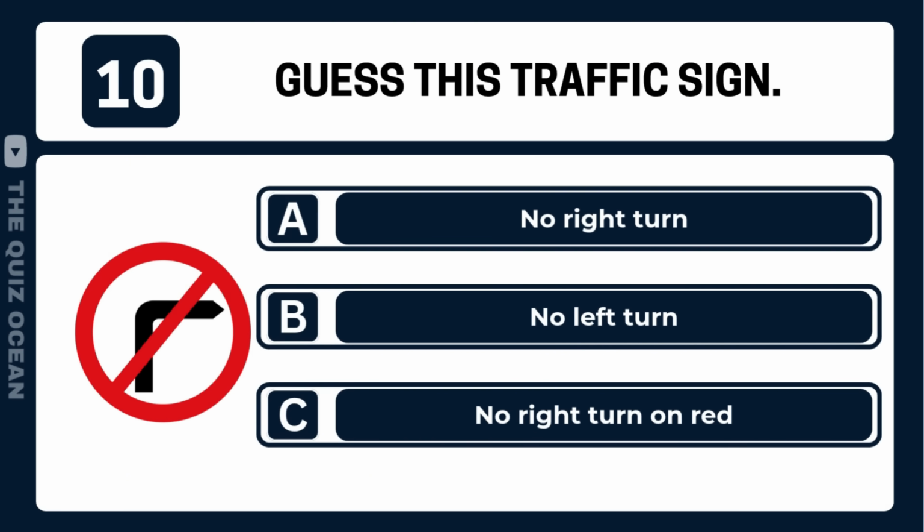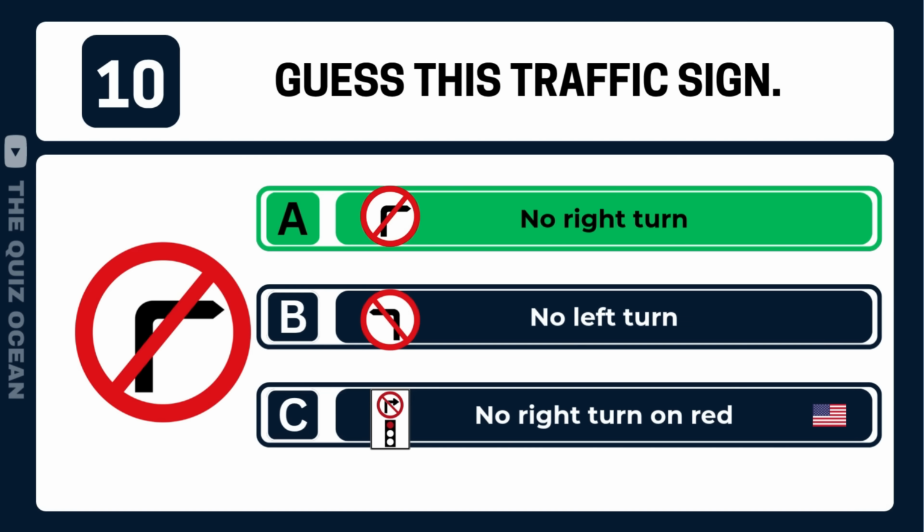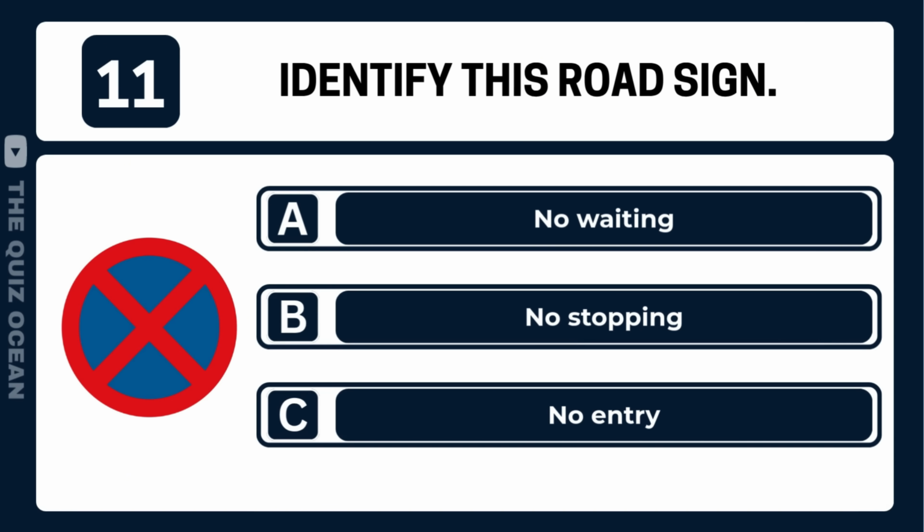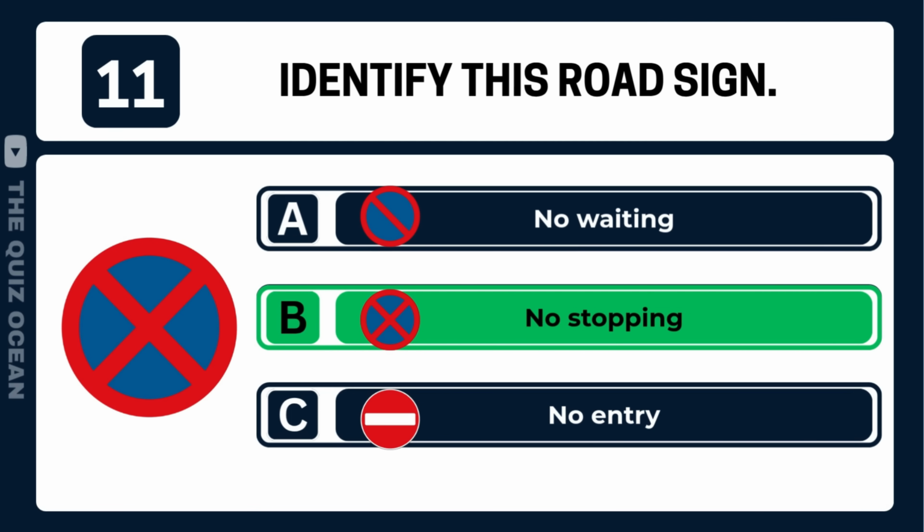Guess this traffic sign. Great! It is the no right turn sign. Identify this road sign. Nice work. That is the no stopping sign.